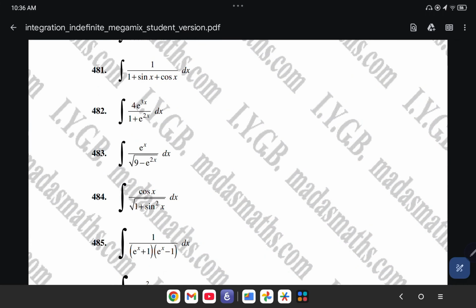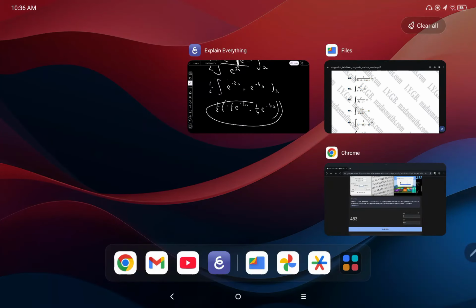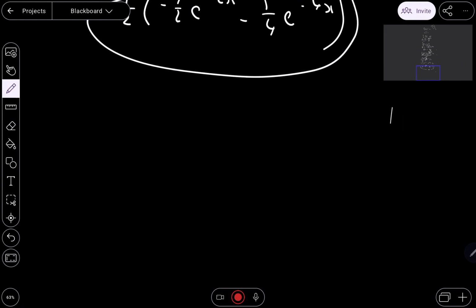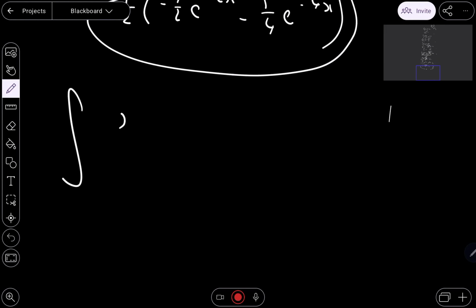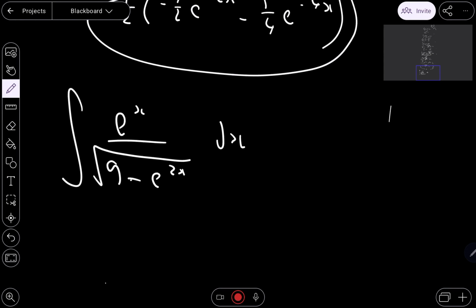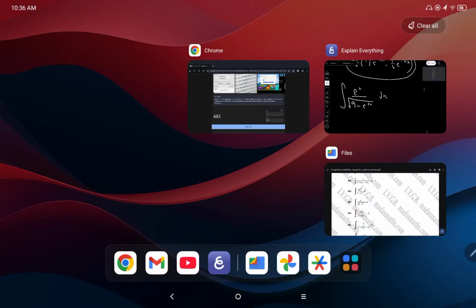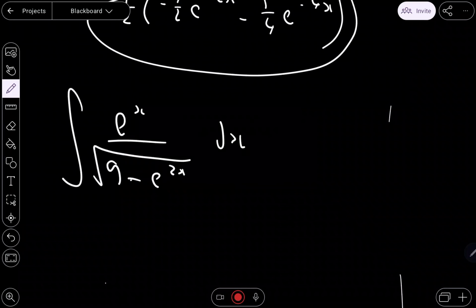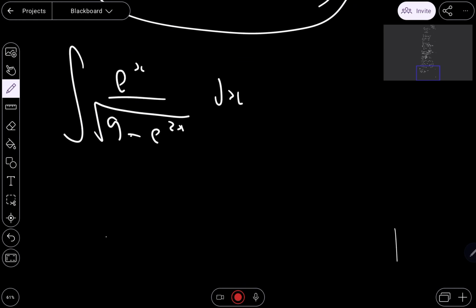Oh, this looks kind of interesting actually. So that's cool. We're getting some after a lot of pain. So it was e to the x, and then it was root 9 minus e to the 2x, I think. So let's write it down, make sure we're right. The integral of e to the x over root 9 minus e to the 2x dx. I'm going to check that's right, because if you wrote this down wrong, this might not be fun. Okay, we've got it written down right.